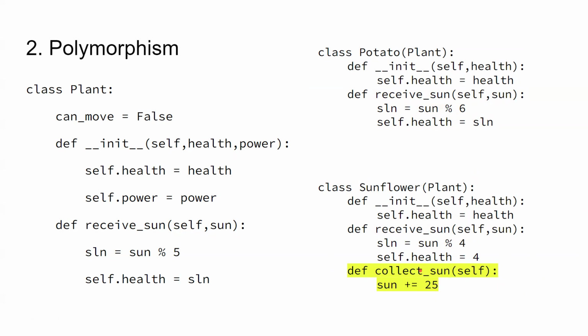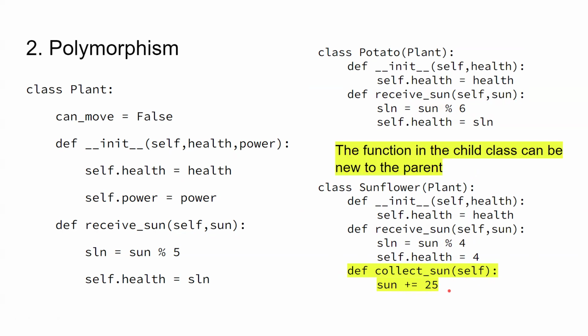But for sunflower, this is what it should be doing. These are attributes that only belong to it. So for collection, that does not exist in the old class, but you can implement it in this sunflower class by just adding a new function: collection, self, and sun plus equal 25. So the function in the child class can also be brand new to the parent. So this is polymorphism.